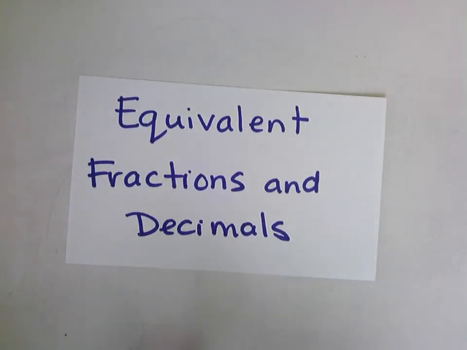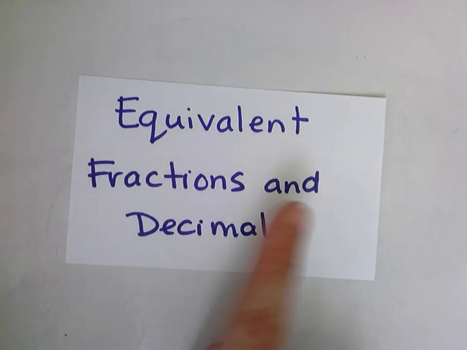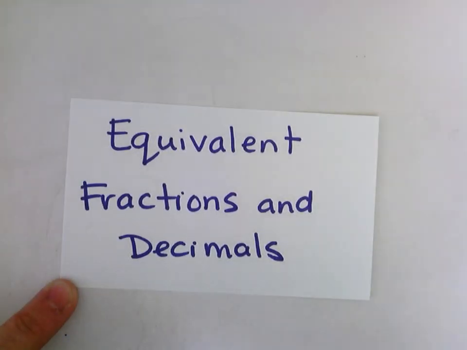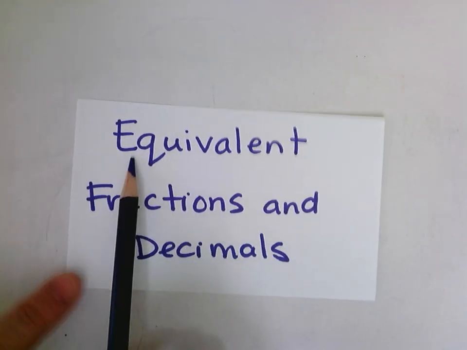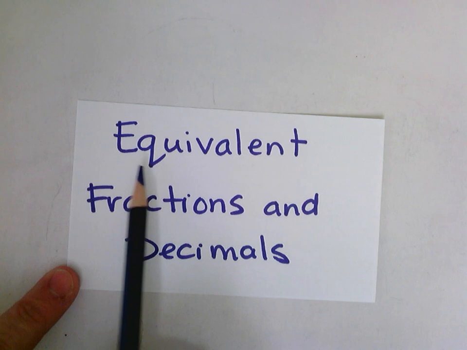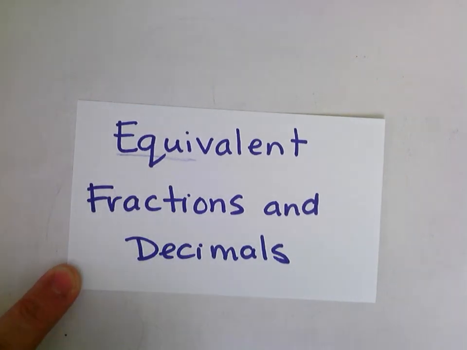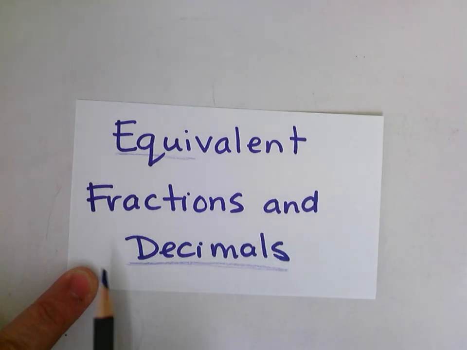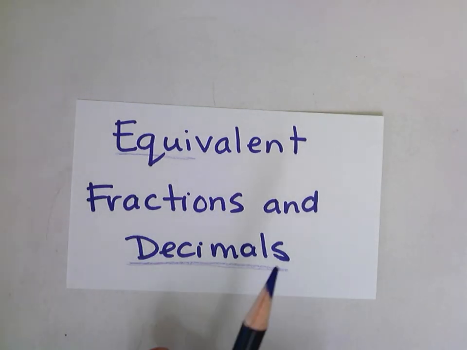Today's lesson, we're going to talk about equivalent fractions and decimals. So we've talked about the word equivalent a lot this year. We had equivalent fractions that we found back in our fraction unit, meaning fractions that name the same amount, fractions that are equal to each other. So there's also equivalent decimals, decimals that can name the same amount. So let's take a look at some of those today.